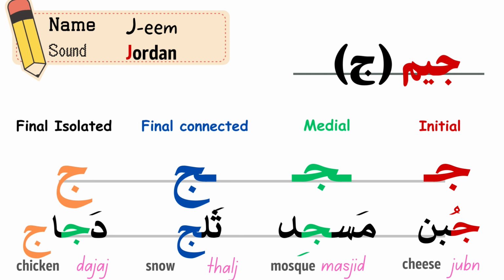The letter jeem. Word جبن shows the initial form of the jeem. Word masjid shows the medial form of the jeem. Word thalj shows the final form connected of the jeem. And word dajaj shows the final form isolated of the jeem and also the initial form of the jeem. We use the initial form because the dal doesn't connect with what comes after.